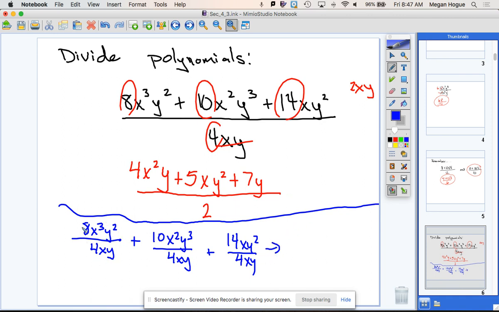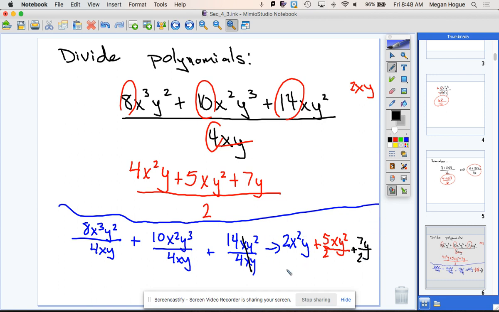So on this one, I can do 8 divided by 4. I get 2. I subtract these, x squared. I subtract these, y. Then I'm going to move on to the next term. I divide these. 5 over 2, a little longer. Subtract these, x. Subtract these, y squared. Try and squeeze this in here. Here, I divide by 2, 7 over 2. The x's do cancel, and I get y.